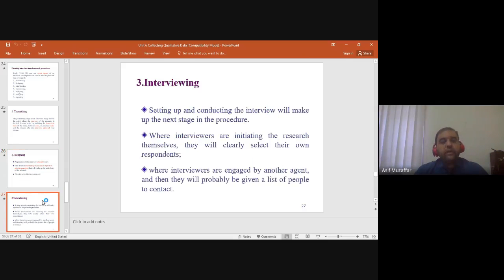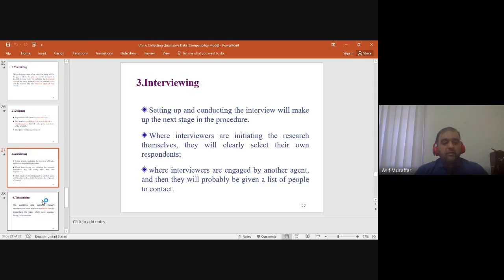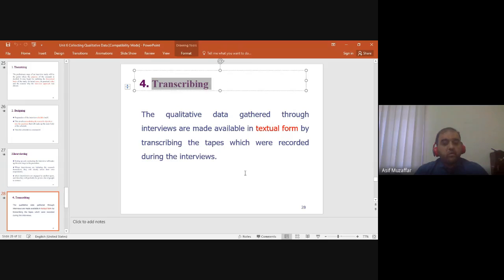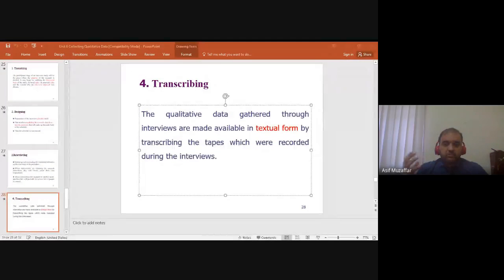Then after that, you will interview. You will conduct the interviews. After conducting the interviews, you will do the transcription. The word here is transcribing. What is that? Transcription means you get the words. So you have recorded the words. Okay, I will put this word, transcription, in the chat box.